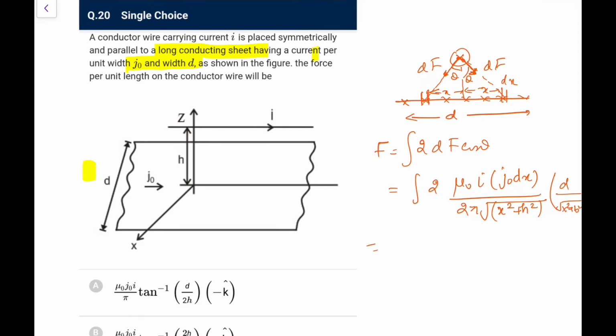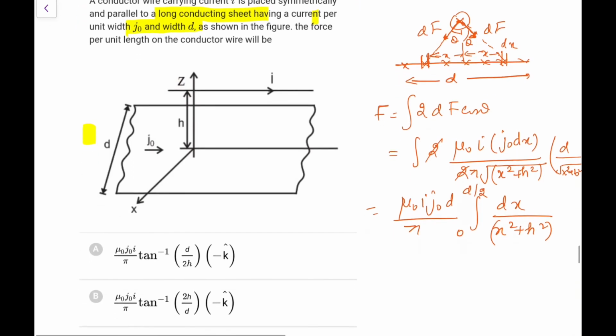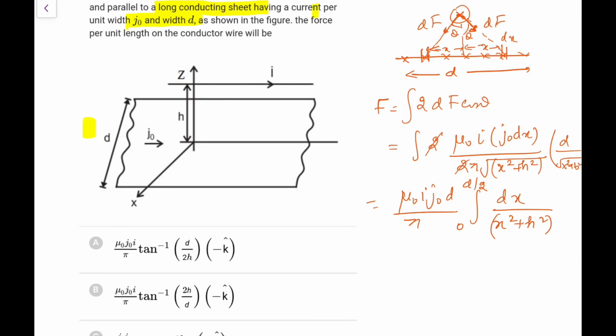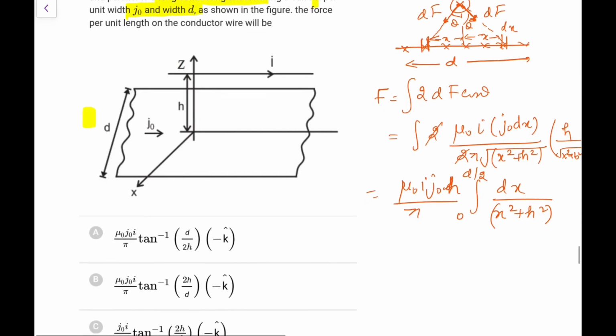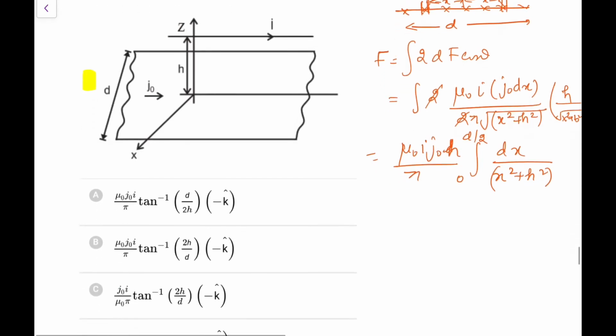So in this integration the 2 goes, and you will have mu naught I j naught d upon pi, it would be dx upon x square plus h square, and the limit goes from 0 to d by 2, because we have doubled it. And if you solve it, it is d or h. I have written sine theta, cos theta I have to write, sorry. The cos theta was h by this, so this is not d, this is h. Okay, just looking at the option I can make it out.